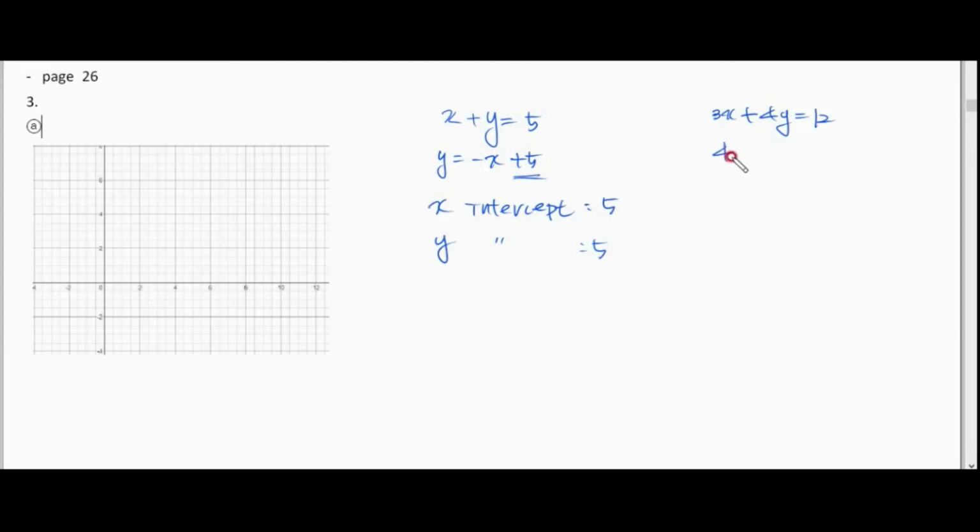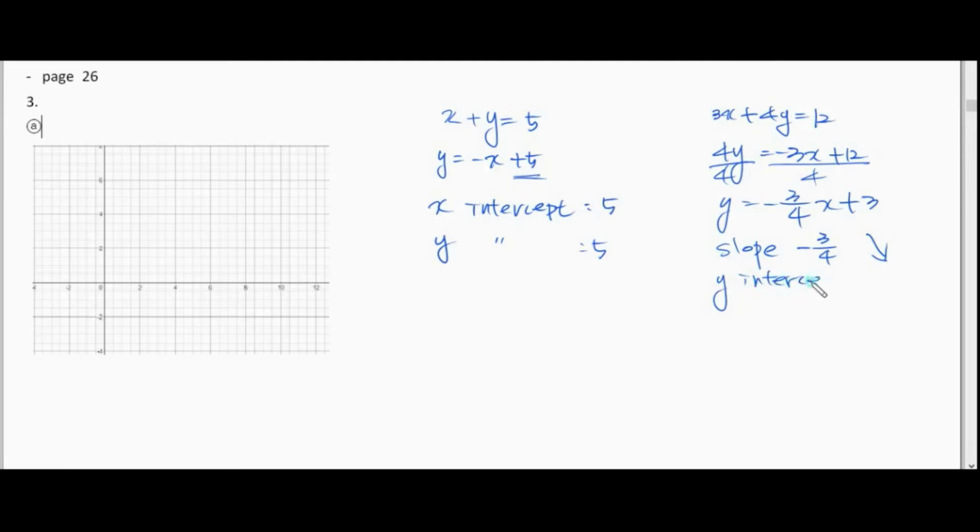And let's try the second one. 4y equals negative 3x plus 12. Dividing both sides by 4, y equals negative 3 over 4 x plus 3. This time, let's use the slope and the y-intercept. The slope is negative 3 over 4. It's going to head down to the right. And y-intercept equals positive 3. Like this. And now let's draw the picture.